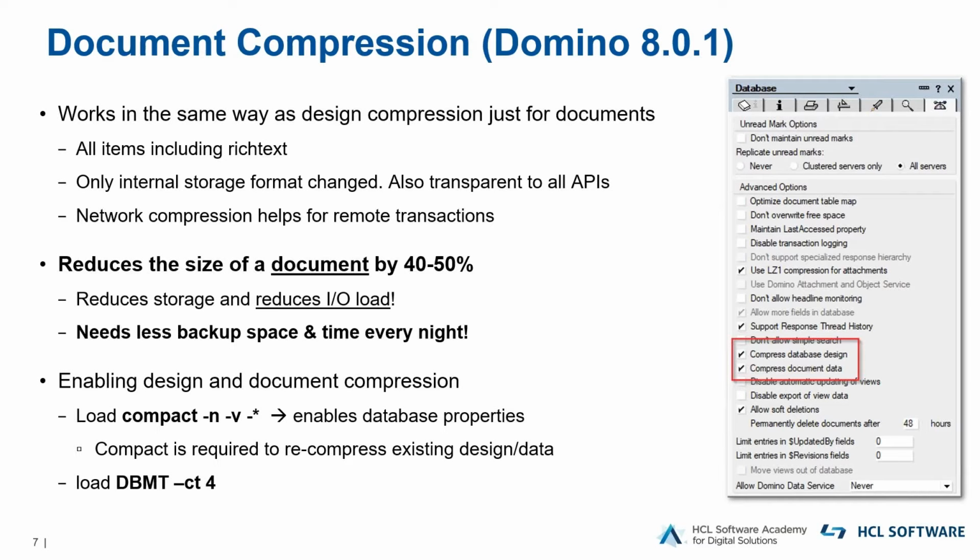Second came up in 8.0.1. It's the compression of the documents. It's very similar to the design compression, but just for documents. And it also gives you 40 to 50% back on the NSF. Why is that important? Because in total, finally, we are going to back up the NSF file. And if you remove the attachments and put them to DAOS, reducing the NSF storage by 50% is a lot. It reduces the data you have to back up, right?